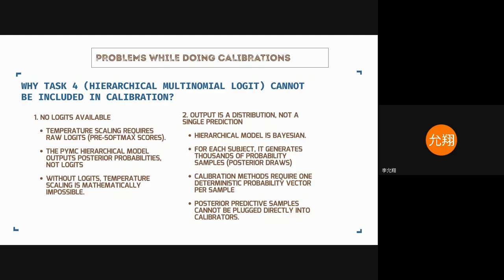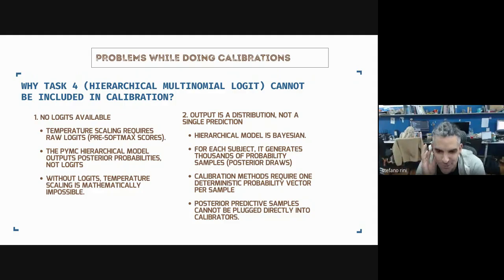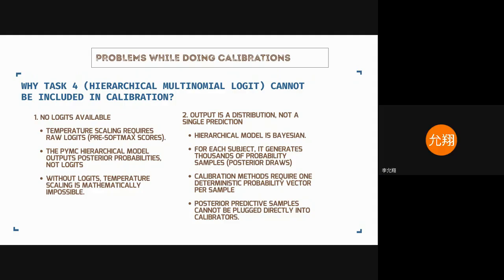So I've encountered many problems while doing this task. Don't say problems, say challenges. Say learning opportunities. Okay, yeah, learning opportunities.